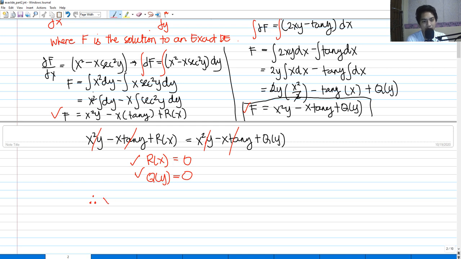So we have x squared y minus x tangent of y, equals, plus 0 because we know the value of r of x and q of y is 0, equals c. So we have replaced the f with c. So this is our answer for this problem.